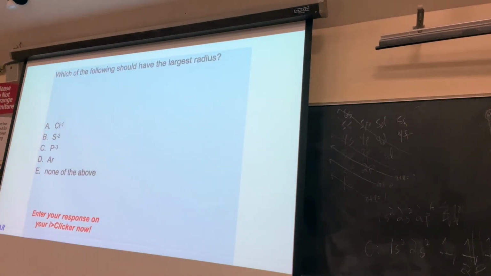Okay, so which one of these would have the largest radius? Now, argon has 18 electrons. And if you do the math, all of these have 18 electrons as well. Like chlorine is 17 plus 1, 18. Sulfur is 16 plus 2. Phosphorus, 15 plus 3. So all of these have the same number of electrons, all right? But largest radius, the quick and dirty way, left and down. Which one of these four is most left and down?